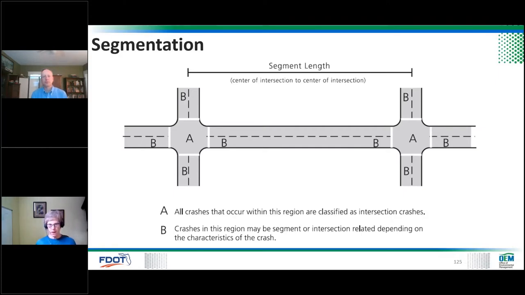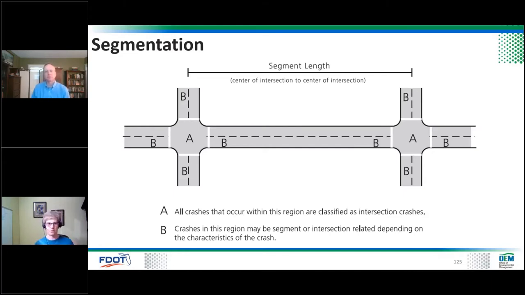So let's see, we have those 4-ish steps, right? We have find our SPF, find our adjustment factors, apply the calibration factor, and if EB is applicable, go ahead and use it. All of that relies on developing these homogeneous units of analysis. And in the HSM world, everyone calls it segmentation. So there's this process you do of taking a look at your facility and dividing it into uniform analysis units, uniform segments. And at the broadest level, you have intersection and segment crashes.